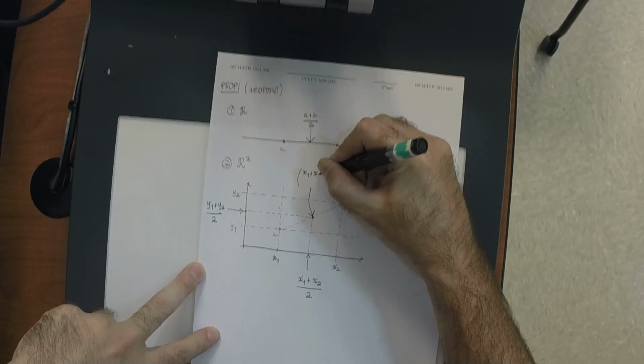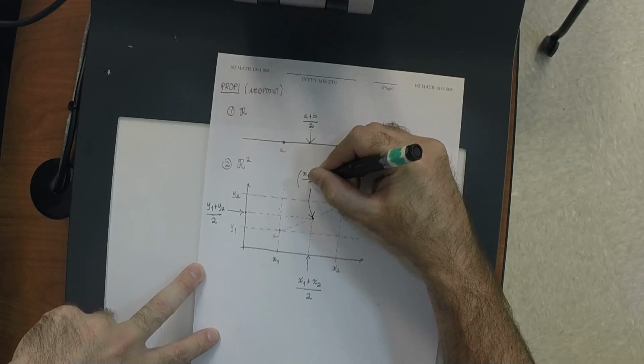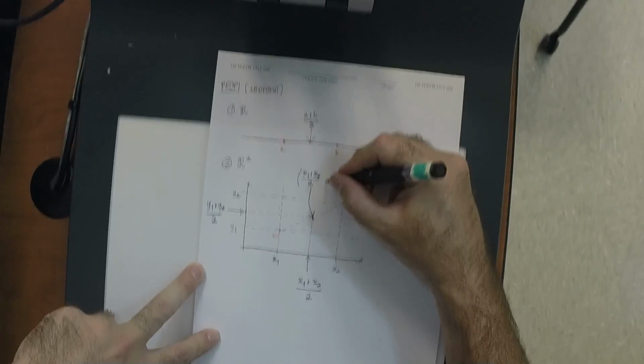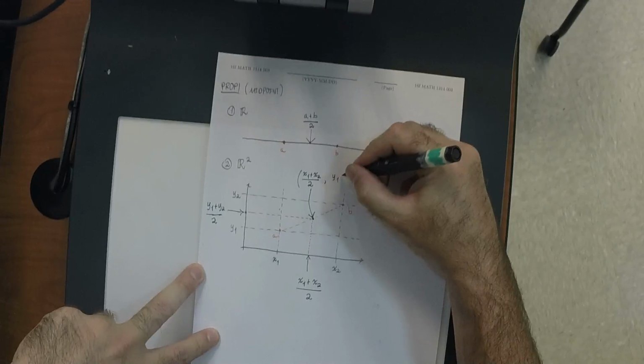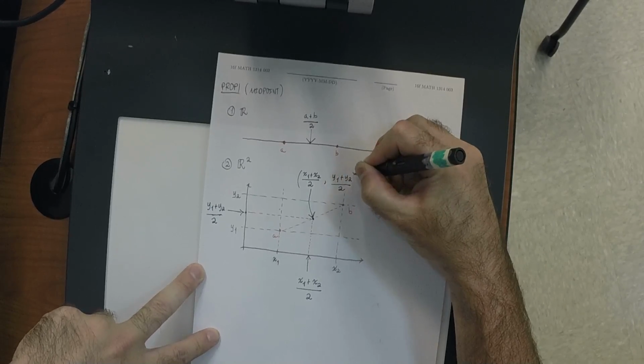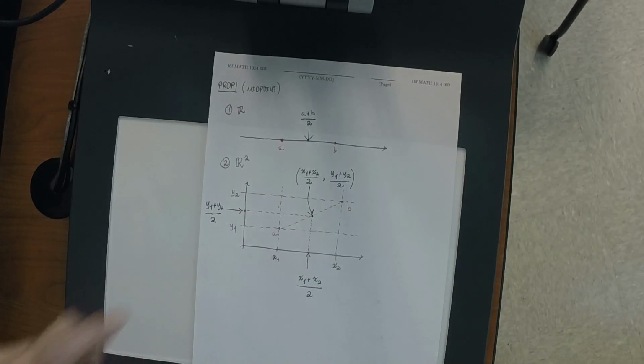x1 plus x2 over 2 in the first coordinate, comma, y1 plus y2 over 2. So, if you have 2 points, the midpoint of those, well, the x-coordinate is the average of the x's. The y-coordinate is the average of the y's.